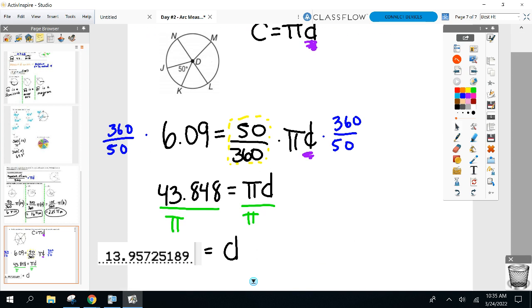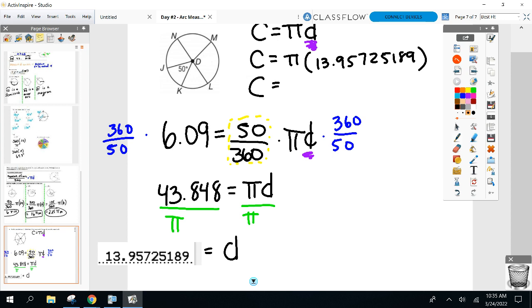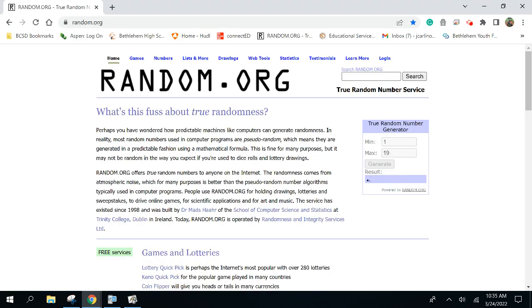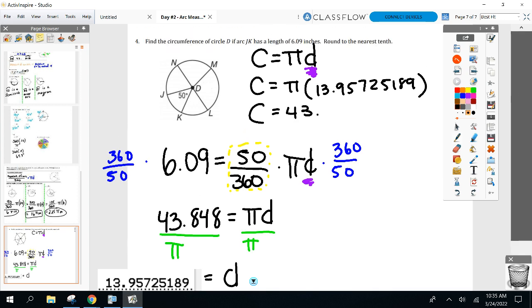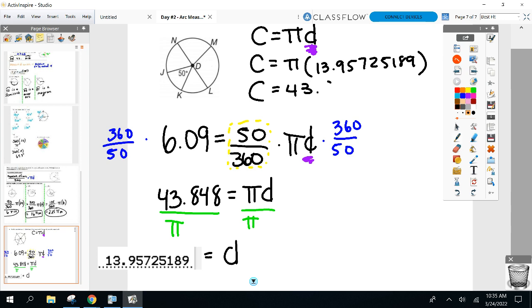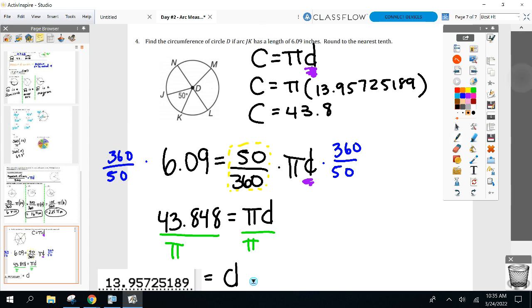Does anybody see anything when you remultiply it by pi? And what do we end up getting? The circumference to the nearest tenth. That number on your calculator should look pretty familiar, huh? Was it hundredth or tenth here? Tenth, yep, so 43.8 inches.